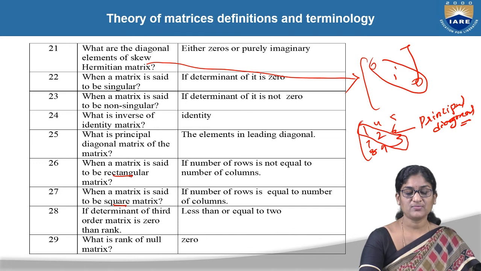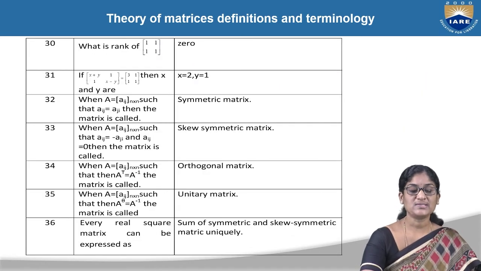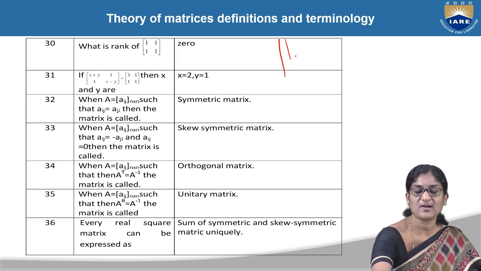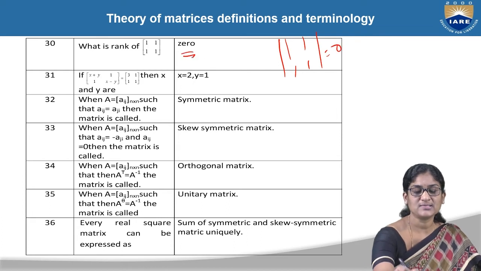If the determinant of a third order matrix is equal to 0, then what is the rank? Then the rank can be less than or equal to 2. What is the rank of the null matrix? 0. The rank of the null matrix is 0. What is the rank of the matrix 1, 1, 1, 1? The determinant of 1, 1, 1, 1 is equal to 0. Therefore, the rank is 0.